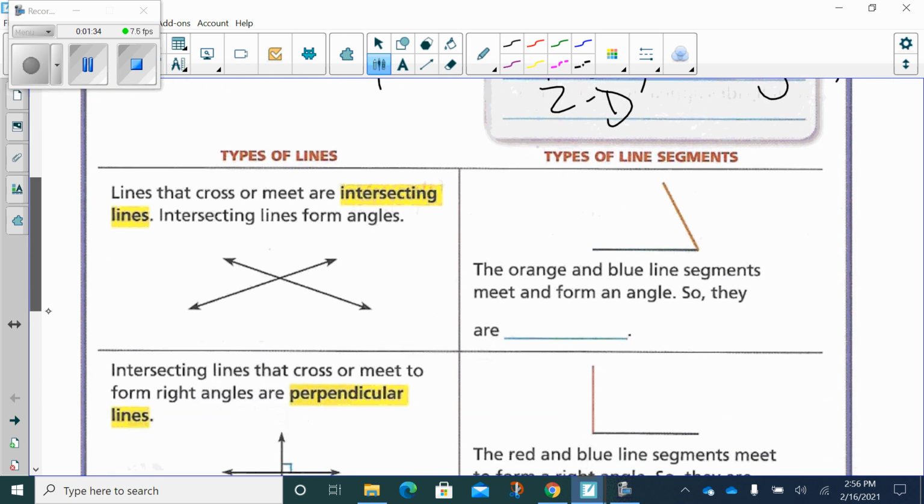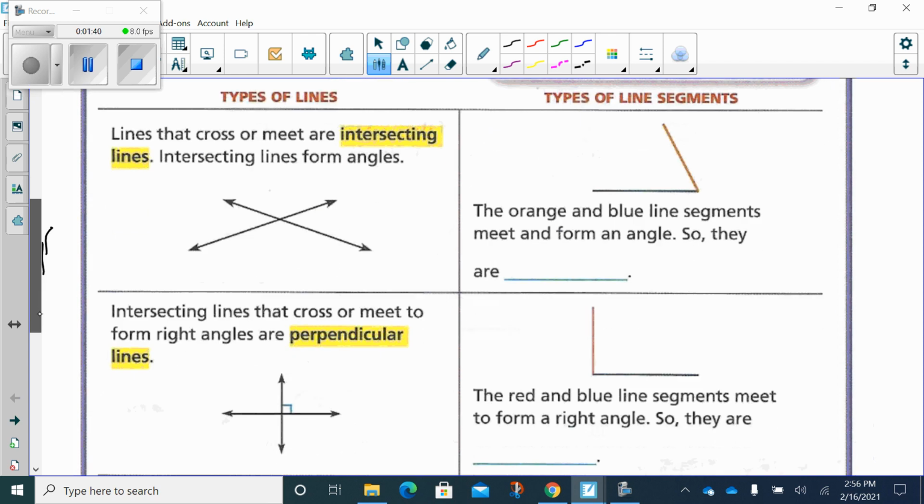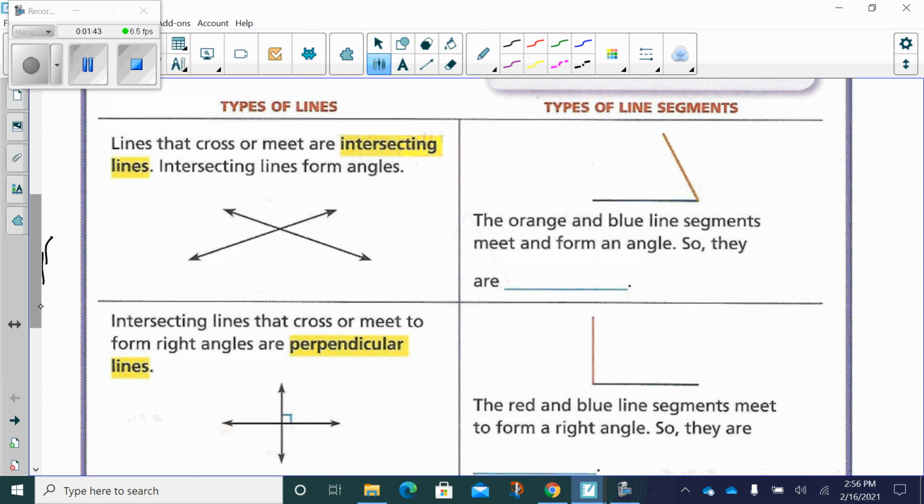Let's move down. So here are the types of lines. This is what we are going to be talking about today. Lines that cross or meet are intersecting lines. That means they cross, they meet. Intersecting lines form angles. So right here, it meets right there. These are intersecting. If these lines went on forever and ever, they would cross each other. So they meet and form an angle, intersecting.